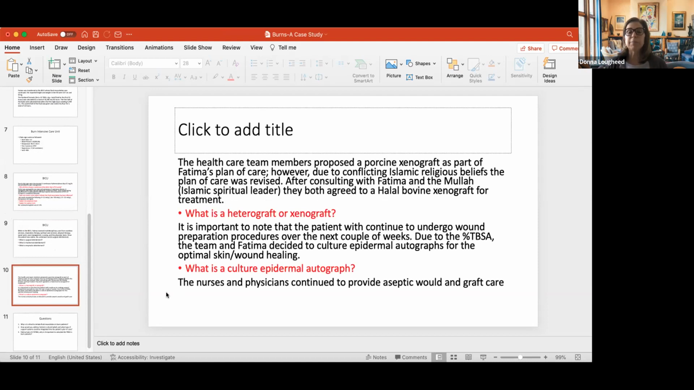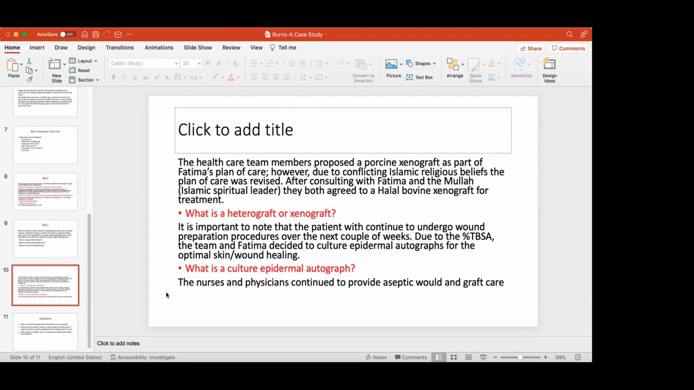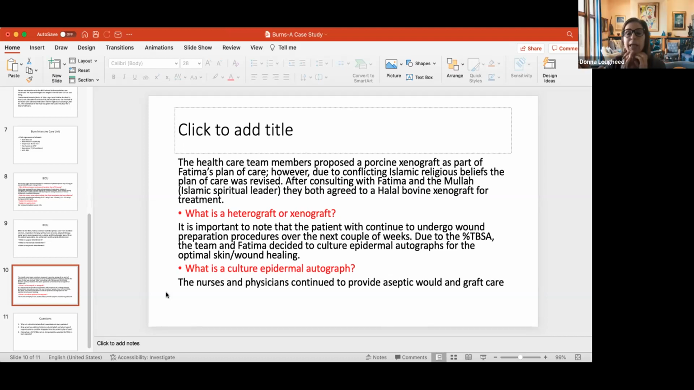All right, the healthcare team proposed a porcine xenograft as part of her palliative care. However, due to conflicting Islamic religious beliefs, the plan of care was revised. After consulting with Fatima and the mullah, they both agreed to a halal bovine xenograft for treatment. So what is a heterograft or a xenograft? From an animal, usually a pig, but there are halal bovine xenografts, where they use an animal that is acceptable to that faith.